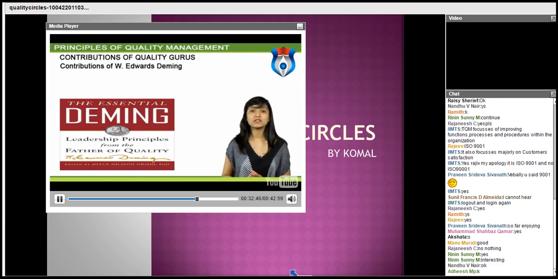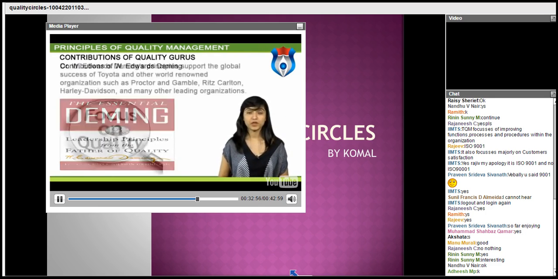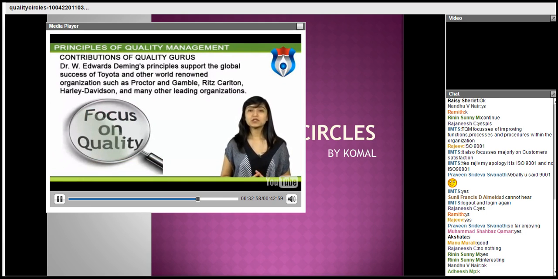A number of elements of Deming's philosophy depart from traditional notions of quality. The first is the role management should play in a company's quality improvement effort. Dr. W. Edwards Deming's principles support the global success of Toyota and other world-renowned organizations such as Procter & Gamble, Ritz-Carlton, Harley-Davidson, and many other leading organizations. His teachings have helped these giants take a quantum leap in terms of quality and productivity.